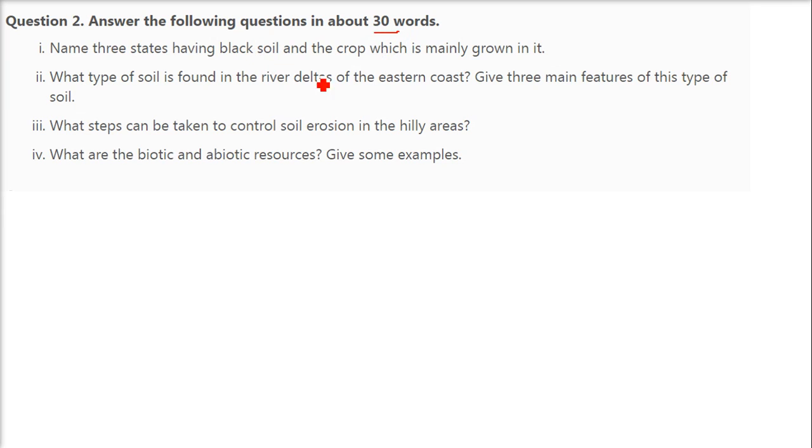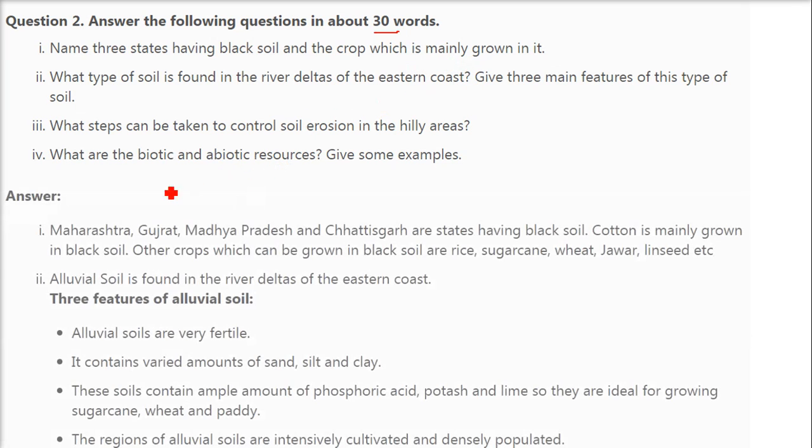Next, we have to answer these in 30 words. That is, answer in brief. Name 3 states having black soil and the crop which is mainly grown in it. So we have Maharashtra, Gujarat, Madhya Pradesh and Chhattisgarh. These are the states having black soil. Cotton is the crop which is mainly grown in black soil. Other crops are also grown in black soils, like rice, sugarcane, wheat, jawar and linseed.